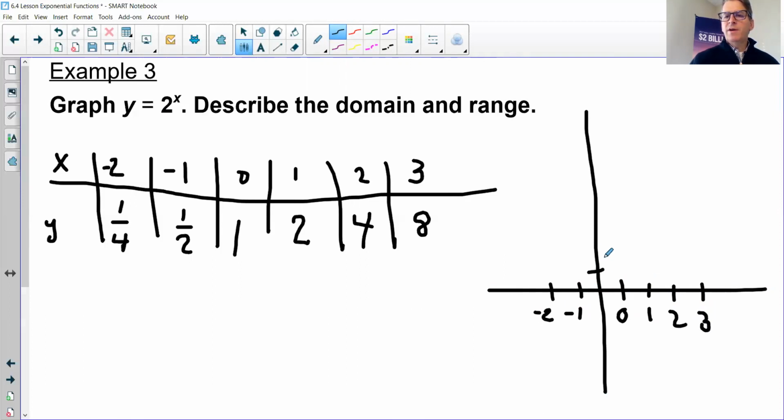Okay, so I've got my little graph going here, nothing fancy. So I'm going to plot a few points in. At -2, I'm down here at 1/4. At -1, I'm up here at 1/2. At 0, I'm at 1. At 1, I'm at 2.